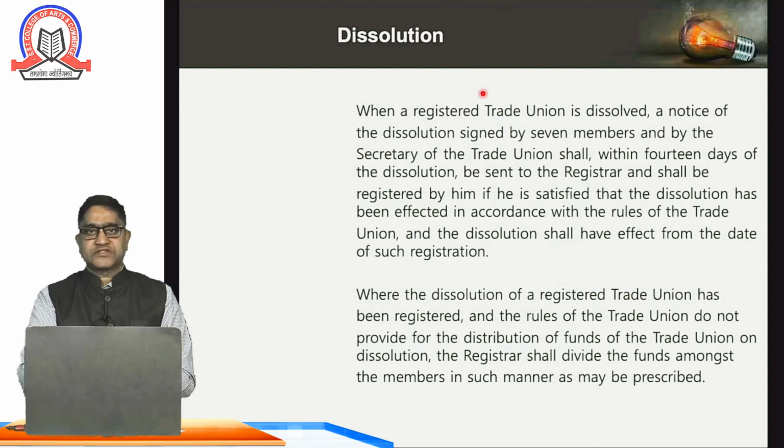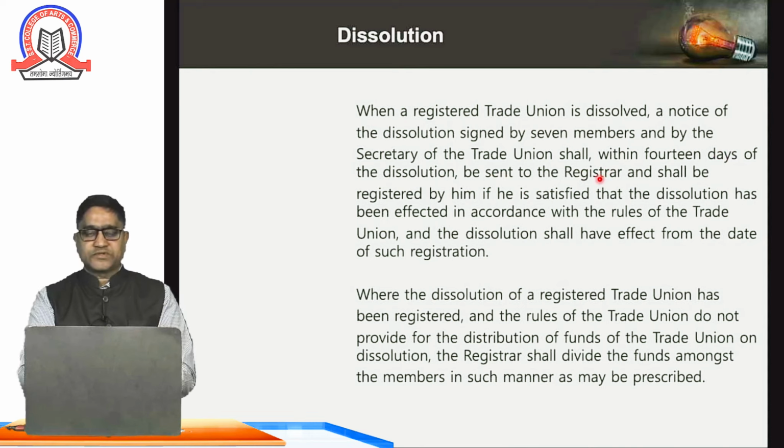Coming to the last slide, that is called dissolution. When a registered trade union is dissolved, a notice of dissolution signed by seven members and by the secretary of the trade union shall be sent to the registrar within 14 days of the dissolution. If the trade union wants to dissolve itself, the seven members should inform the registrar of trade unions within 14 days.